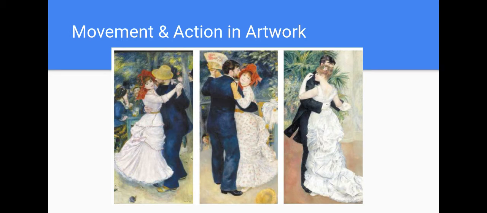Movement and action in artwork. What are some different ways that people can move? They can dance, bend over, jump, run, skip, and so forth. Artists pay close attention to the lines that show action. Can you figure out why? Recognizing these lines helps artists capture the body's movement and action.